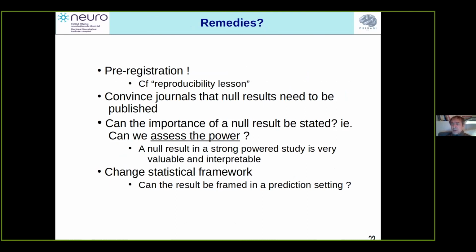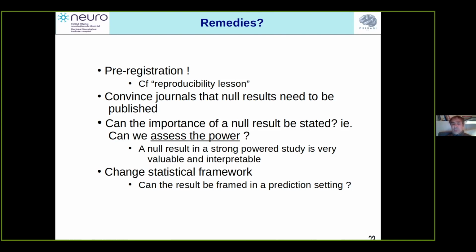The remedies, again, I think pre-registration is a very good answer to it. Also advocacy to journals. And also, I would say it is very important, in the case of null results, to be able to establish what is the power, or have a good idea of the power of the study, because a null result with a low power is really not interesting. It doesn't bring information to the field. But a null result with a lot of power brings a lot of information to the field, where you assess that indeed there is actually no interesting signal in the study.